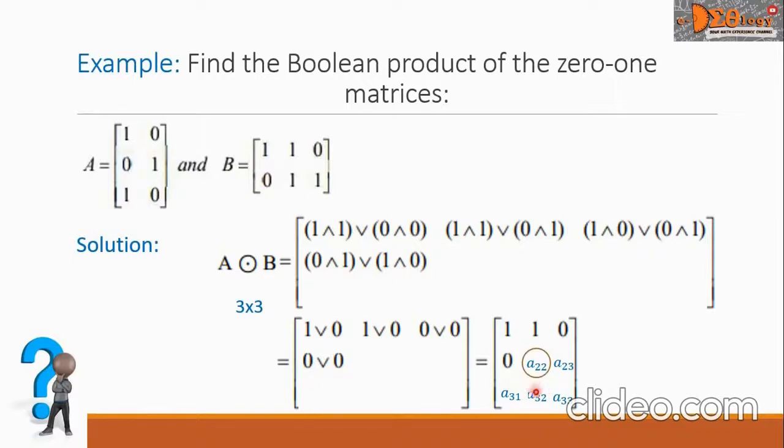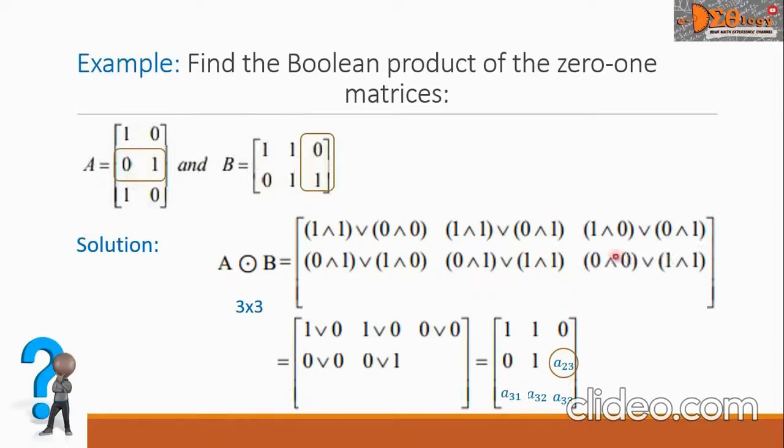Next element, a sub 2,2. We consider the second row of A and the second column of B. So we write 0 and 1 or 1 and 1. 0 and 1 is 0, 1 and 1 is 1. 0 or 1 is 1. Next element, a sub 2,3. We consider the second row of A and the third column of B. So we write 0 and 0 or 1 and 1. 0 and 0 is 0, 1 and 1 is 1. 0 or 1 is 1.